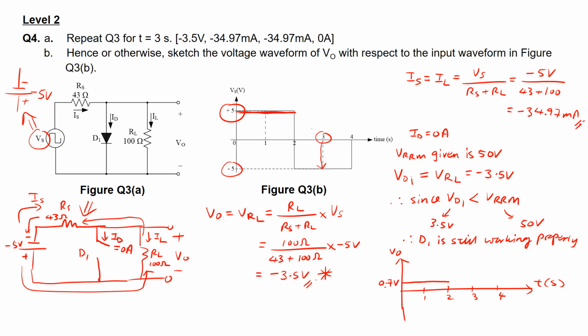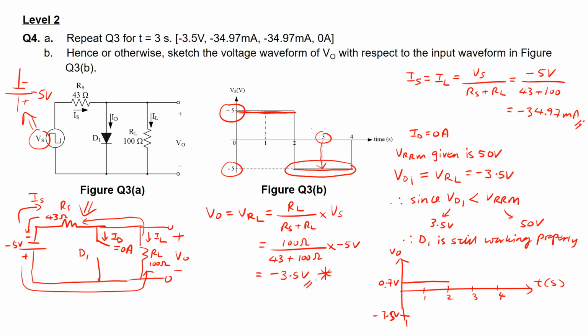For the next 2 seconds, from 2 seconds to 4 seconds, the voltage Vs is minus 5 volts, a constant minus 5 volts. When the voltage source is minus 5 volts, again since V0 is in parallel with the diode D1, we have already calculated just now that the output voltage V0 is minus 3.5. So you have to cater for this point at minus 3.5 volts.